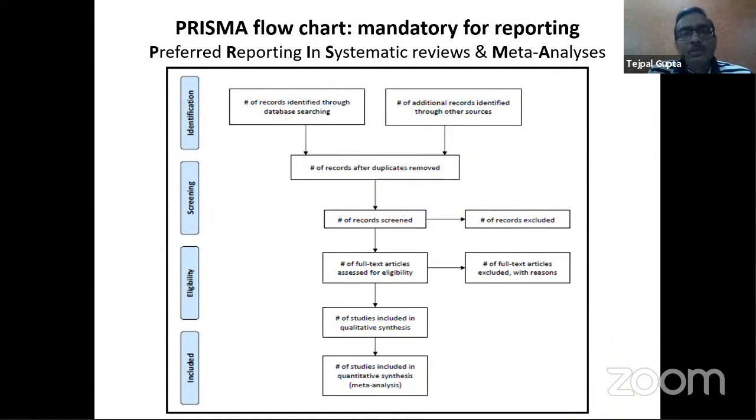Systematic reviews now also have something known as the Preferred Reporting Items for Systematic Reviews and Meta-Analyses, or the PRISMA statement. This is a diagrammatic representation. It's now mandatory for reporting all systematic reviews and meta-analyses. So it looks at how you identified the primary studies, how many were screened, how many were excluded, what was the eligibility, how many were assessed for full text eligibility, and finally how many were included in the synthesis of results. So the PRISMA flowchart is now the figure 1, just like the CONSORT diagram is the figure 1 for all randomized controlled trials. The PRISMA flowchart is the figure 1 for all systematic reviews and meta-analyses.